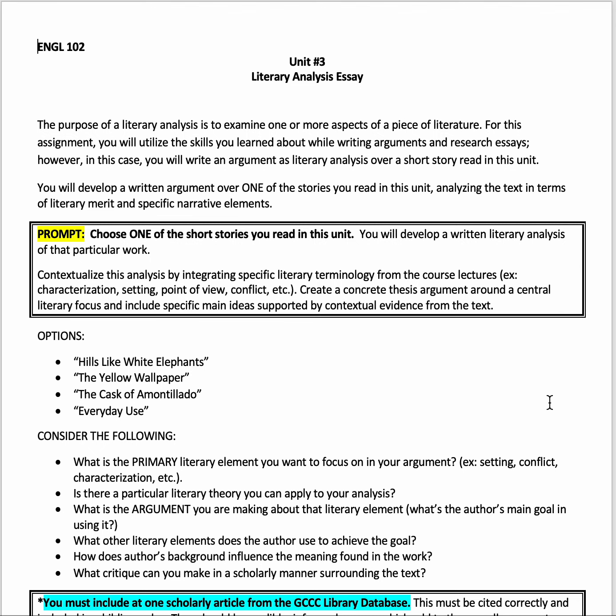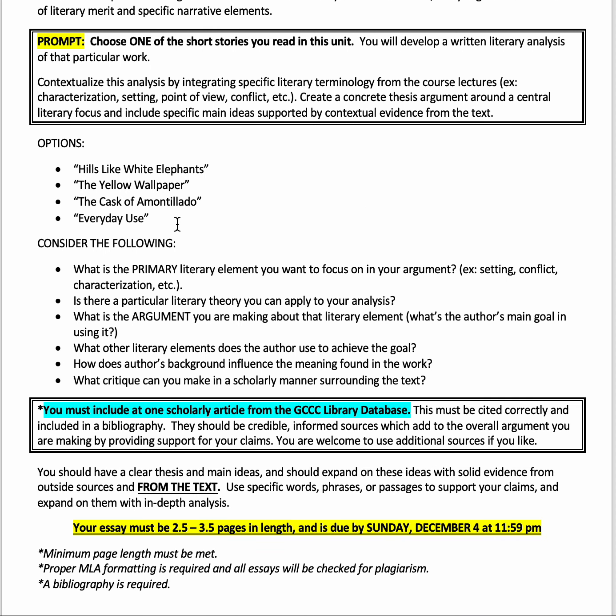So what I highly suggest you do is, first off, choose the short story that was of the most interest to you, that you feel you have the most to say about. Secondarily, think about which literary element you want to talk about. In Hills Like White Elephants, say that's your choice. Do you want to talk about the setting? Do you want to talk about the conflict? Do you want to talk about the symbolism?